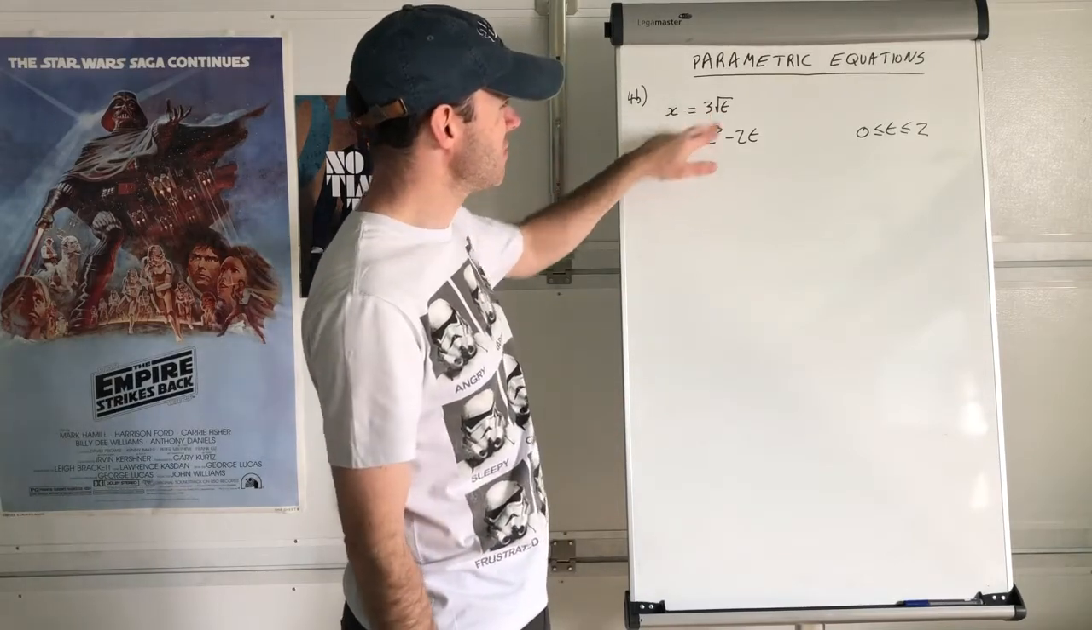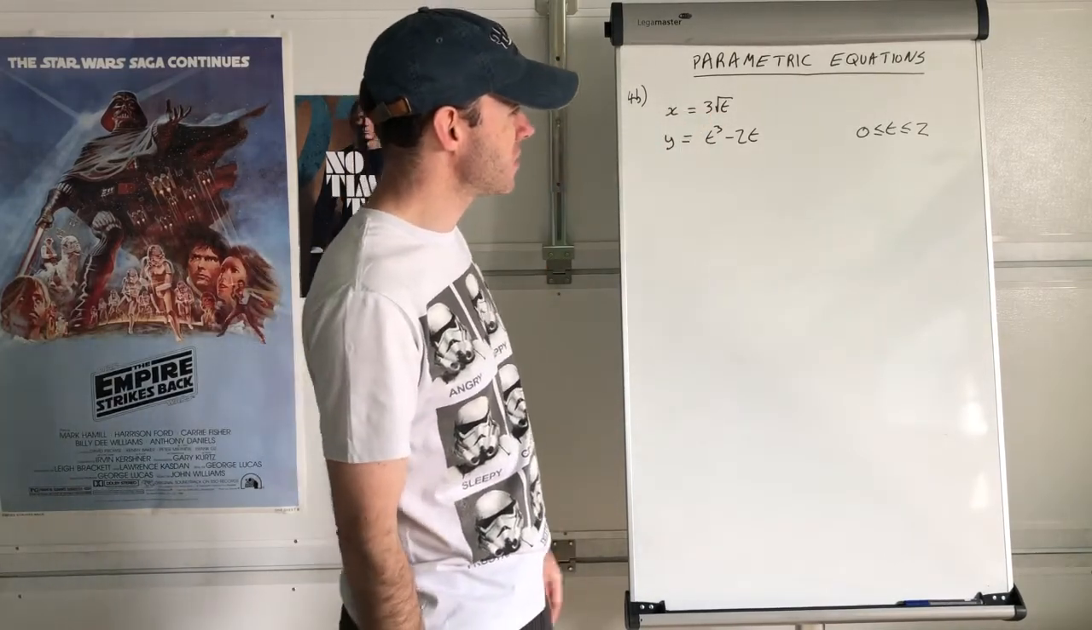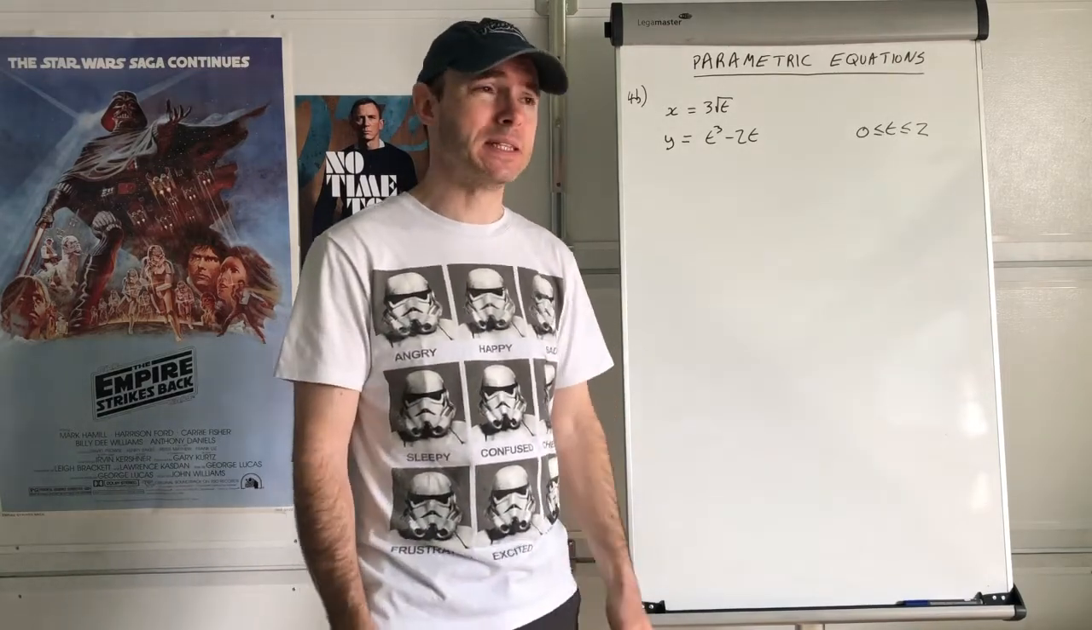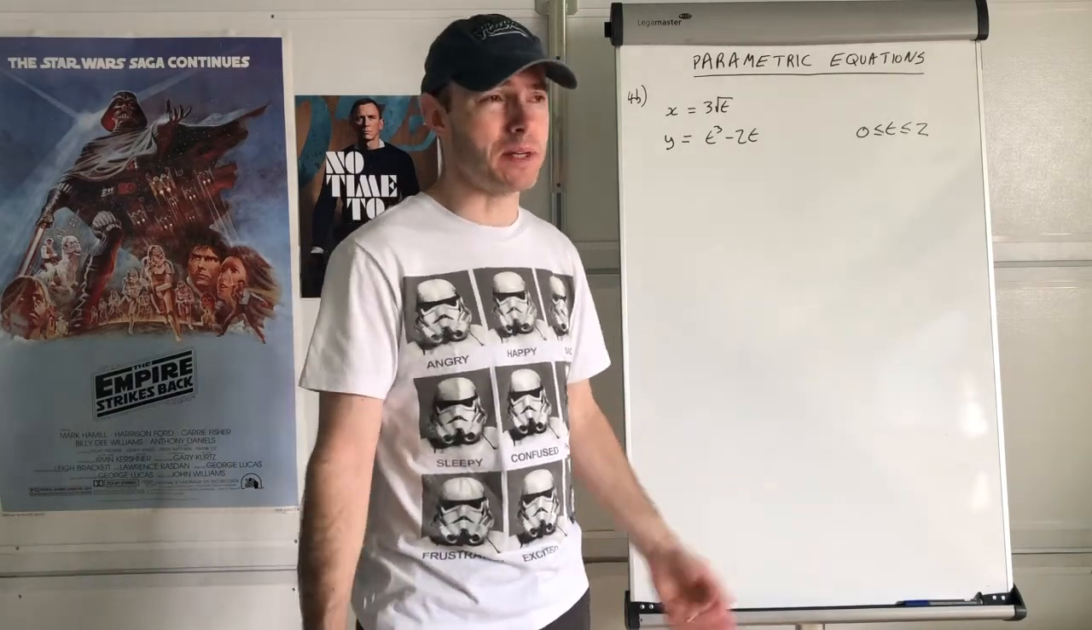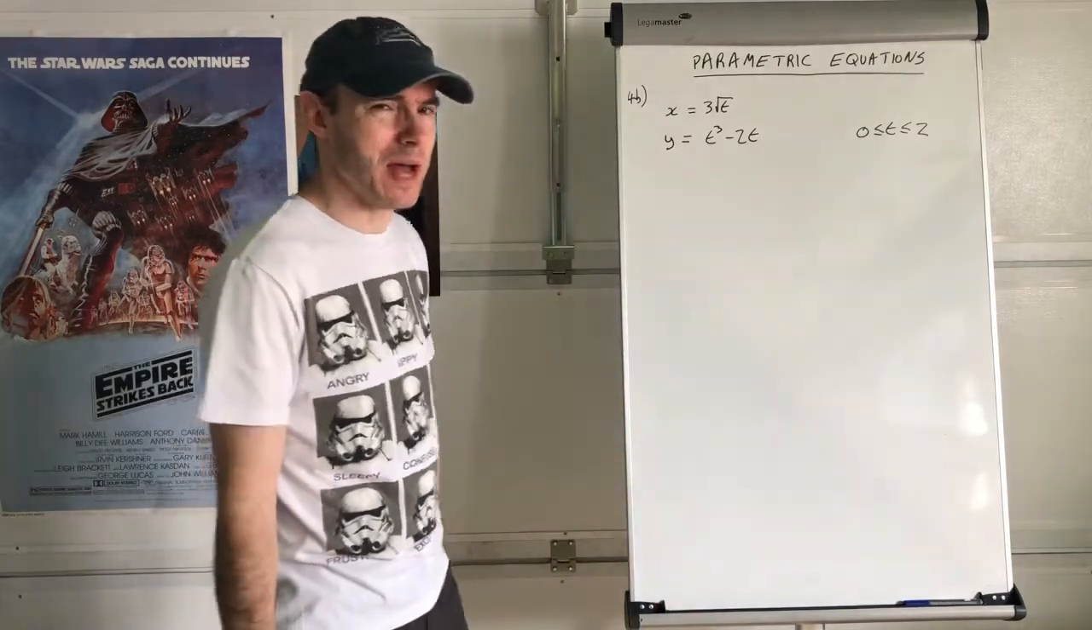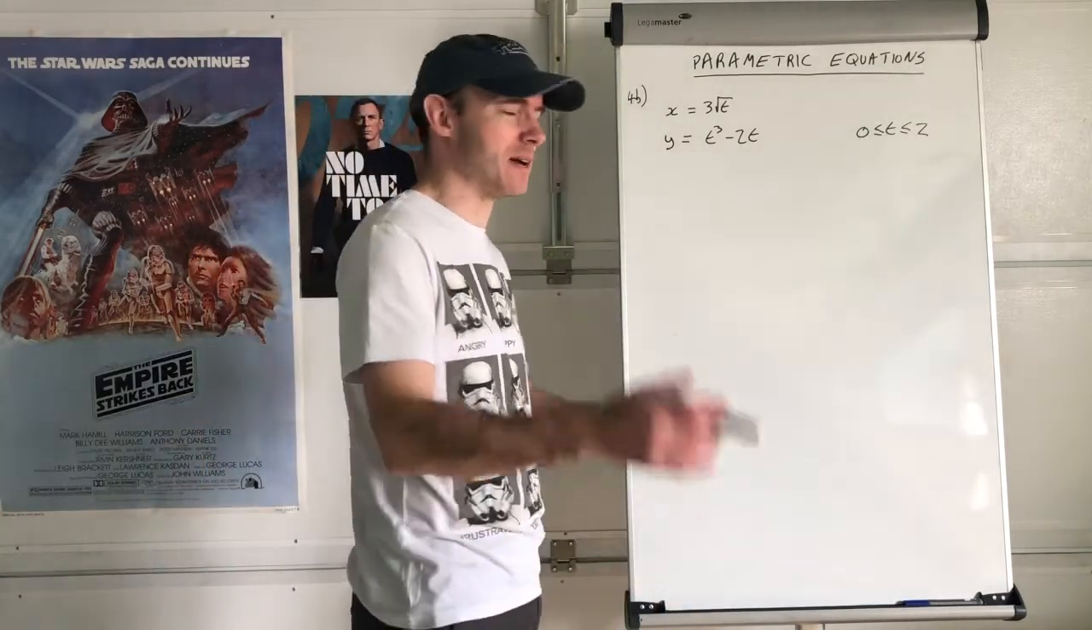You have x equals 3 root t, y equals t cubed minus 2t, t is between 0 and 2, and you've got to sketch the graph. Okay, I know the answer is in the back of the book, and you've probably done it, but let's just see what method I take you down, okay?